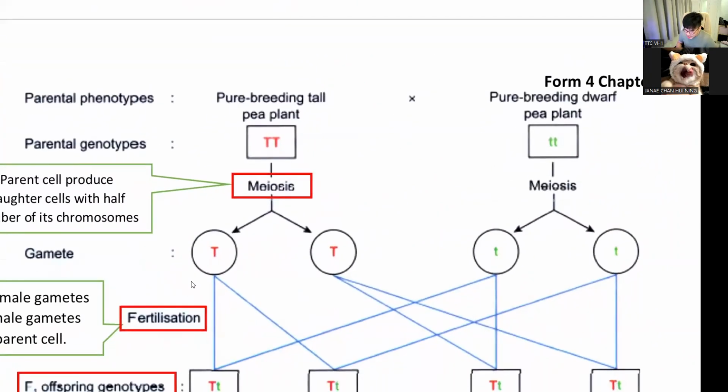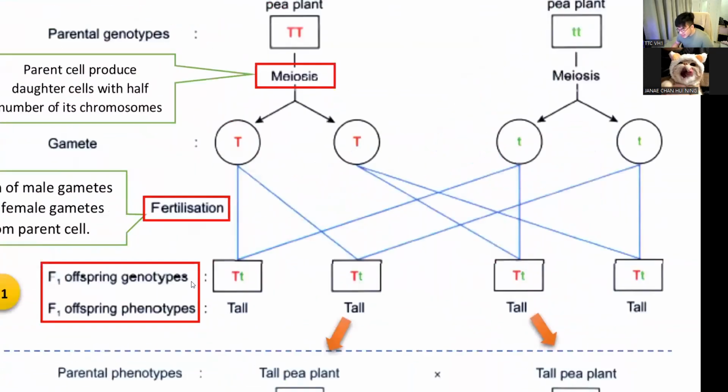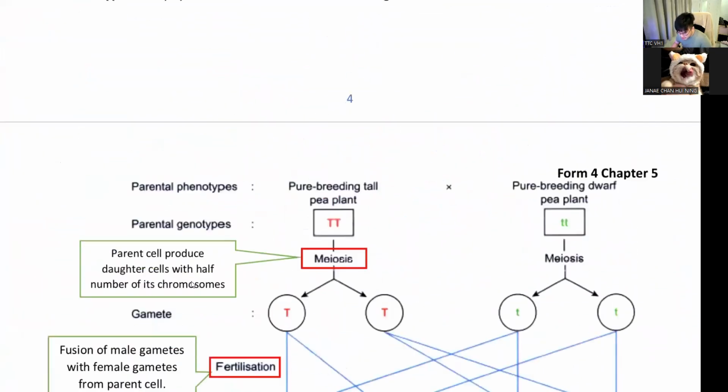Okay, what happens when a tall plant marries a short plant? What happens to the children? This is very interesting. Plus it's quite easy, right? Also very important. This is for sure coming up for exam.